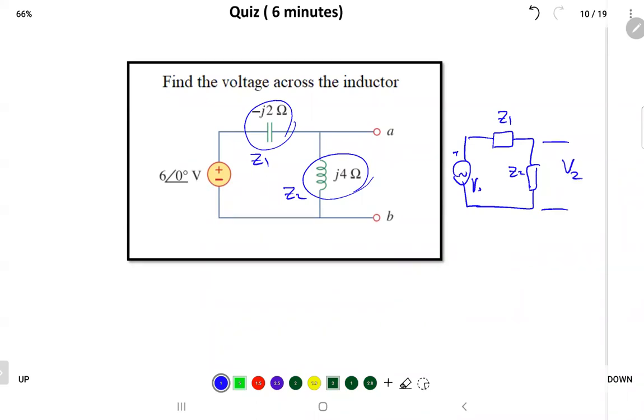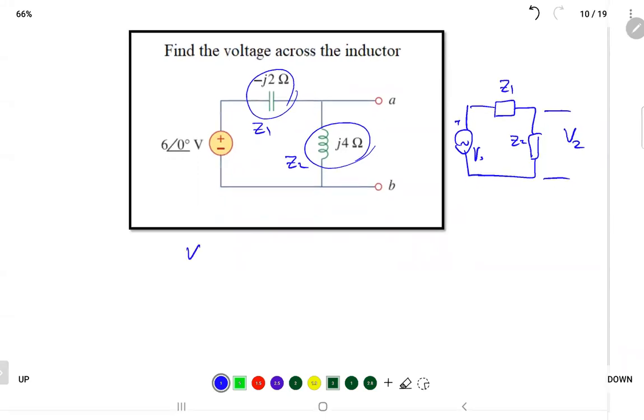Let's call it V2. According to the voltage division rule, V2 will be equal to the total voltage across the two elements connected in series times the impedance the voltage is across, which is Z2, divided by the total impedance in the circuit, which is Z1 plus Z2. Vs is given already in phasor form. It's equal to 6 on angle 0.